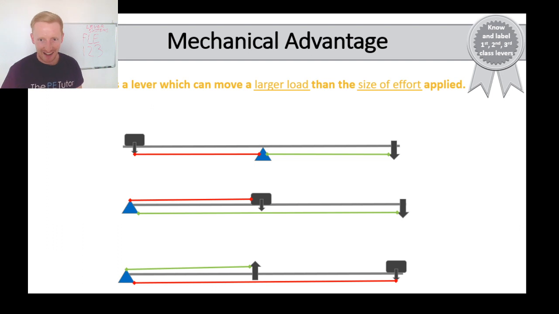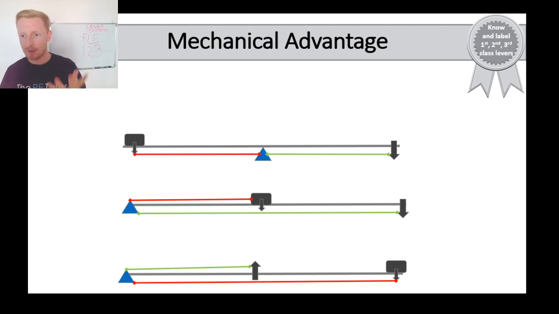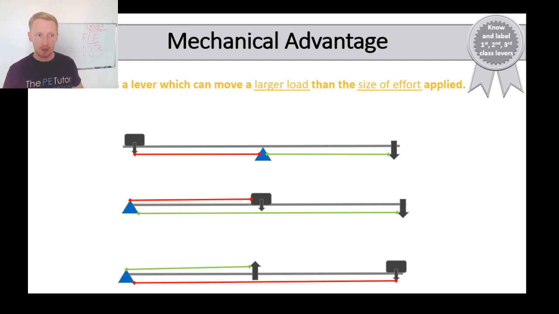So, mechanical advantage. What is a mechanical advantage? Well, we know effort arm and resistance arms can change from one lever to another. Well, if we can create a scenario where we are mechanically advantaged, then we're going to be able to move or get a bigger output from whatever it was that we put in. So it describes a lever which can move a larger load than the size of the effort applied.